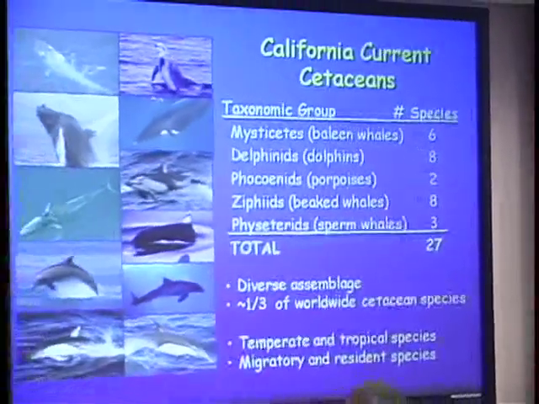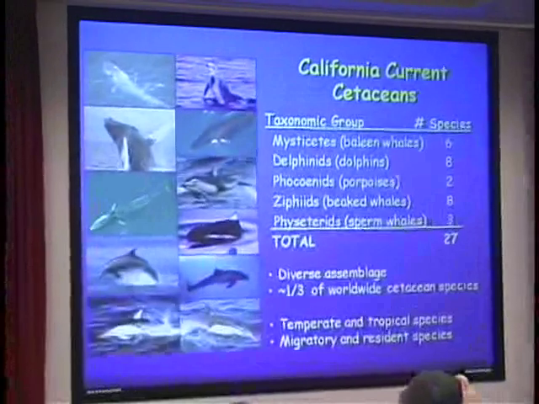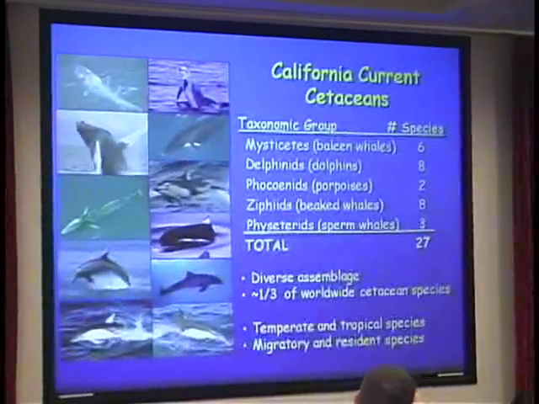So just to remind everyone that the California current ecosystem has a very diverse assemblage of cetaceans, and I probably have the numbers wrong because the taxonomy keeps changing, but roughly 27 species, probably a couple extra beaked whales that have yet to be described. But it is a very diverse assemblage, including temperate and tropical species and migratory species, as well as resident animals.